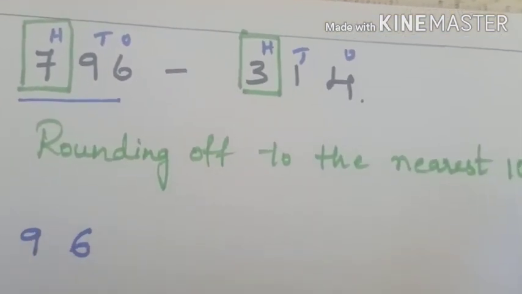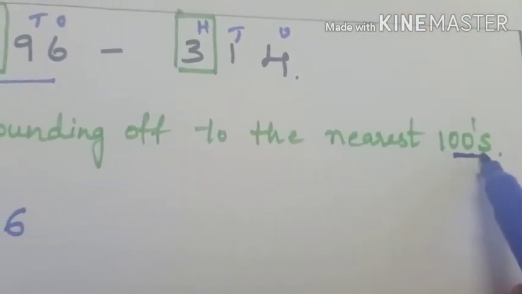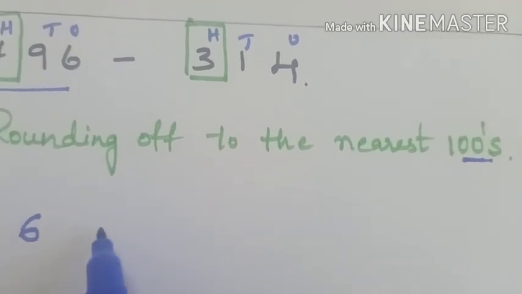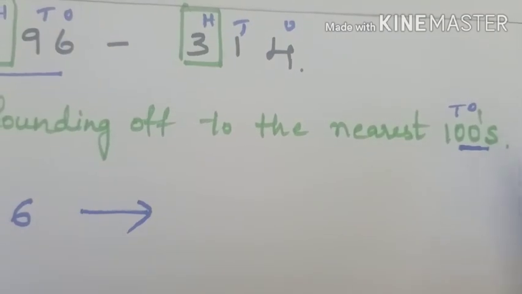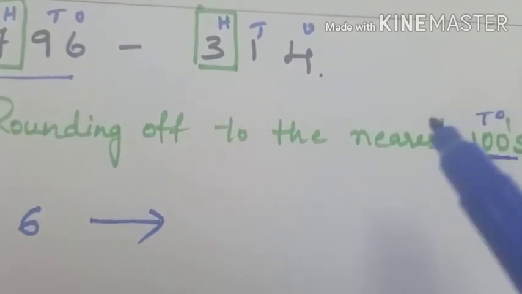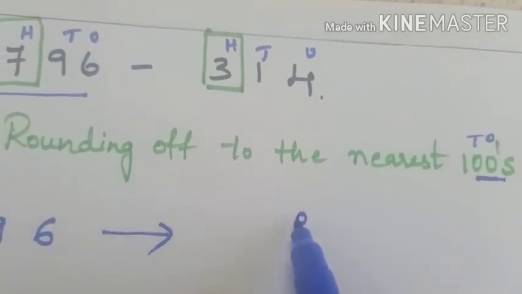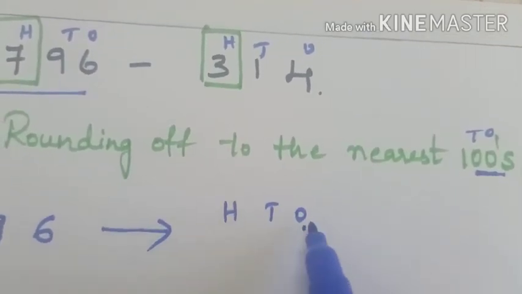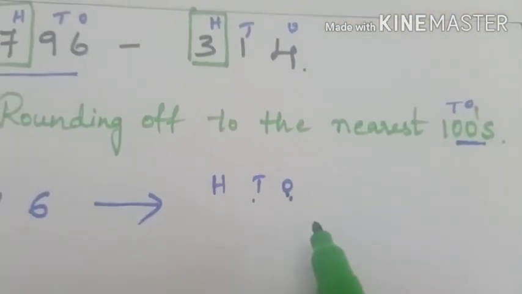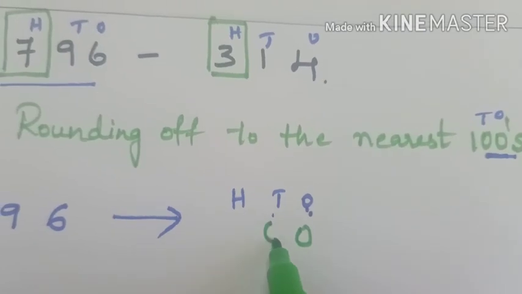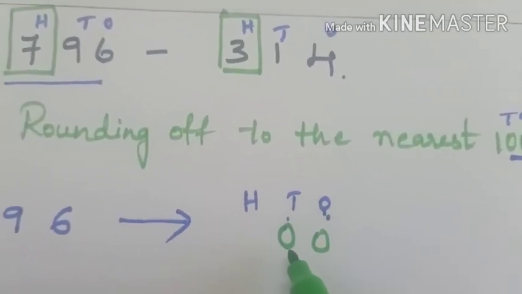796. While you are rounding off to the nearest hundreds, can you see how many zeros are there in hundreds? 2 zeros, right? That is the ones place and tens place. Since we are rounding off to the nearest hundreds, your ones place and tens place will become 0, 0. Fine. Ones place and tens place become 0.